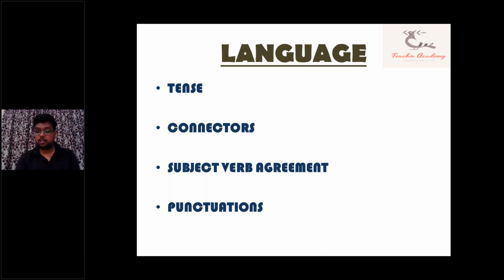Lastly, punctuations. There are some punctuation marks like full stop, comma, semicolon, exclamation mark, question mark. Out of these, you only have to use comma and full stop majorly, and minorly you can use semicolon marks, but in letter writing, you never have to use an exclamation mark or a question mark.